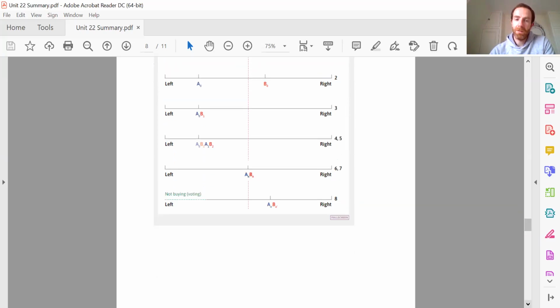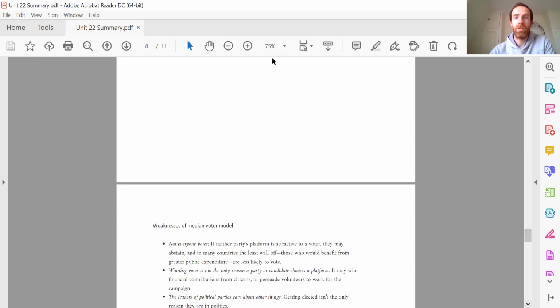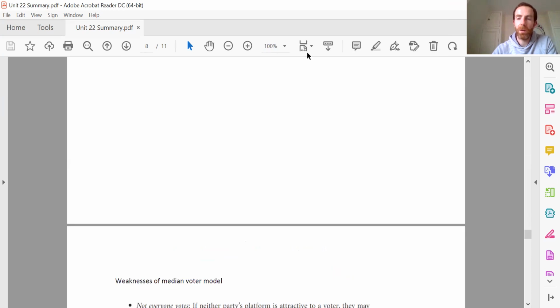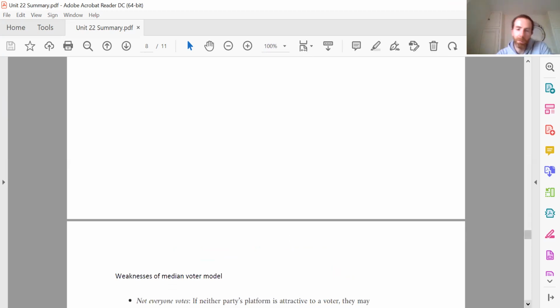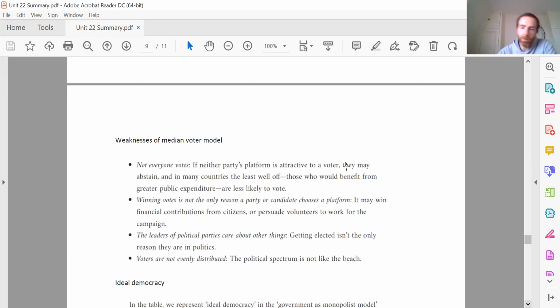So this median voter model definitely has some issues with it, some weaknesses. And let's run through some of those now. So what are some of the problems with the median voter model? Well, we saw one in that last example, which is that not everybody votes. The idea that it's only people on the far left to the far right, that's maybe not realistic. But in a country, not everybody votes. And so that's a little bit of a flaw in the argument.